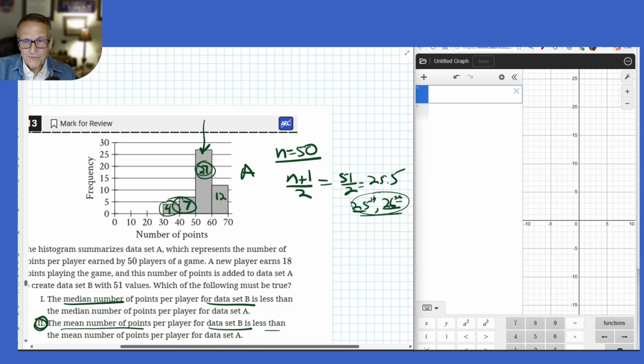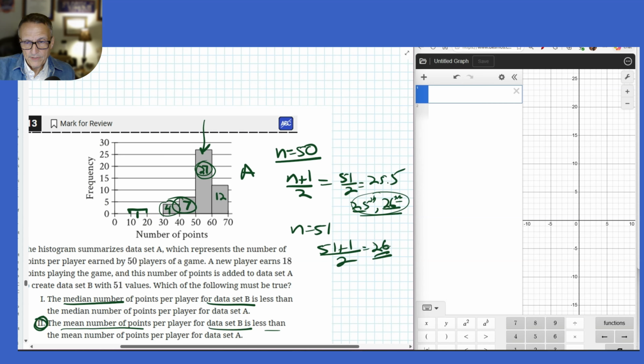And the 25th and 26th is going to be in that stack. When we add the extra player, there's now 51 players in the set, and 51 plus 1 over 2, right? N plus 1 over 2 is 26. So that would mean that the 26th player, and if you take a look over here, this would be my one player that I added.